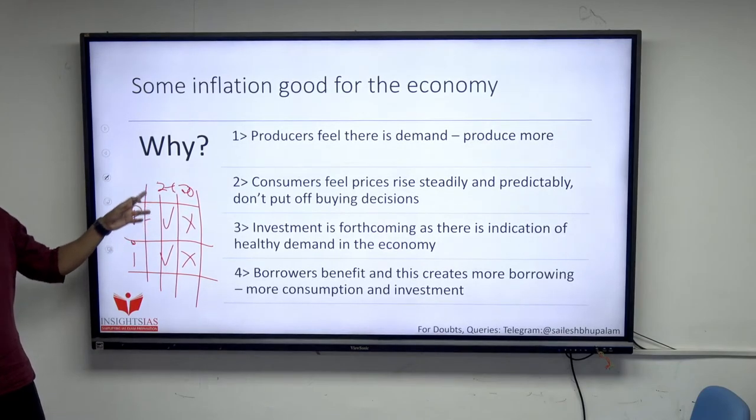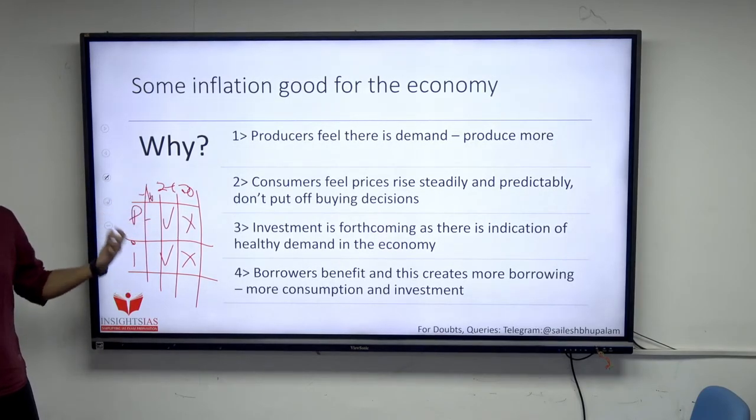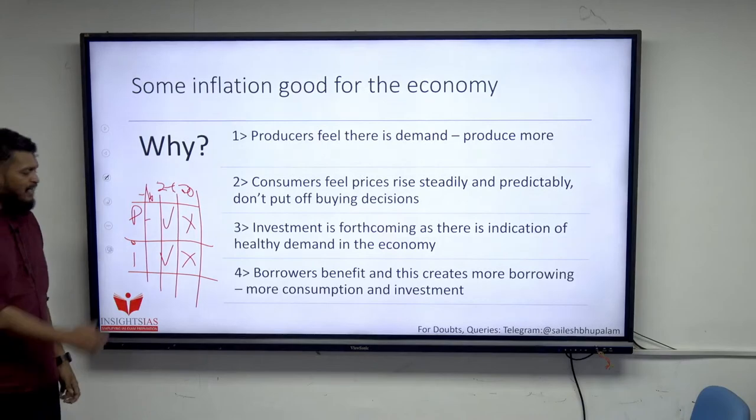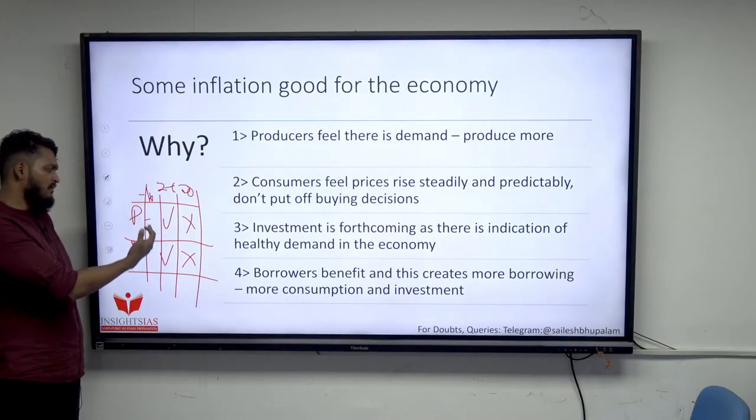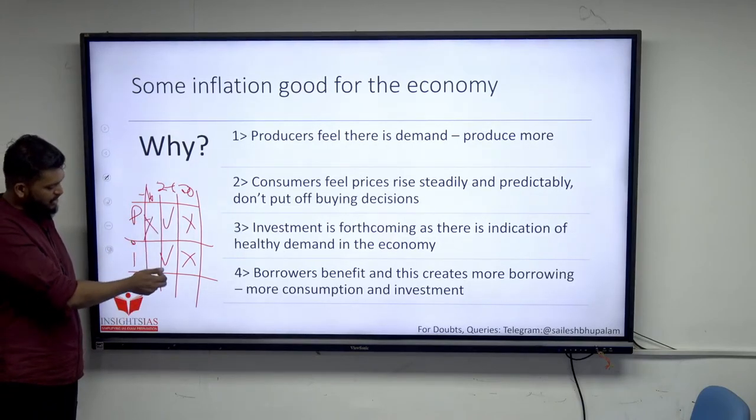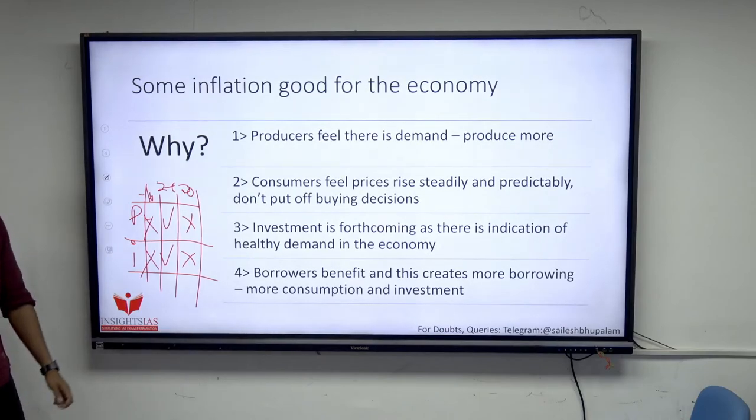Imagine inflation is -10%. Then is demand more or supply more? Supply. If supply is more, will you produce more or less? Less. That means less production is a vicious cycle, and less investment is a vicious cycle.